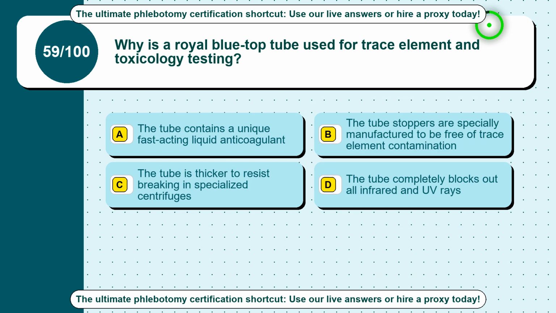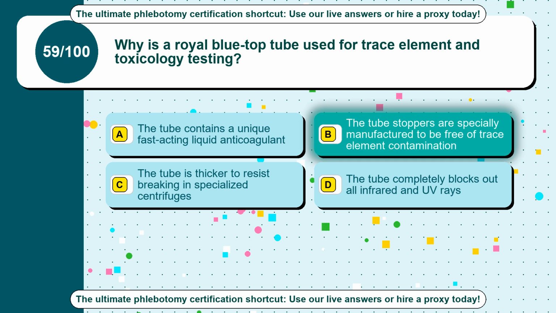Question 59. Why is a royal blue top tube used for trace element and toxicology testing? Option A. The tube contains a unique fast-acting liquid anticoagulant. Option B. The tube stoppers are specially manufactured to be free of trace element contamination. Option C. The tube is thicker to resist breaking in specialized centrifuges. Option D. The tube completely blocks out all infrared and UV rays. The correct answer is option B. The tube stoppers are specially manufactured to be free of trace element contamination.